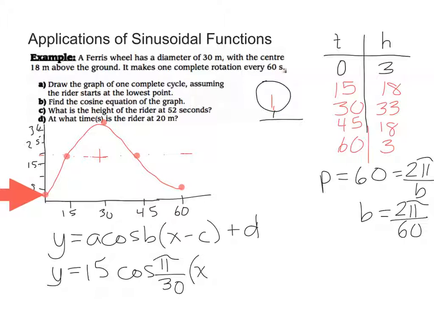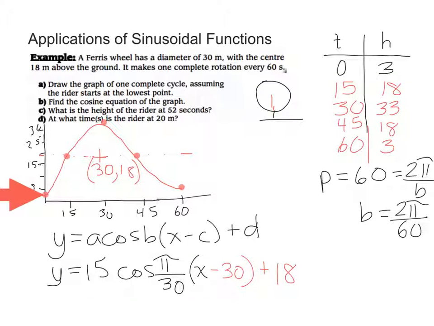So the coordinates of that point, well, the x value will be the same as the x value of the maximum, or the t value in this case, with the way that I have it, but will be 30. And the y value is this value here, 18. 30 and 18 are the coordinates of that point. That means 30 and 18 are the c and d values. So x minus 30 plus 18.